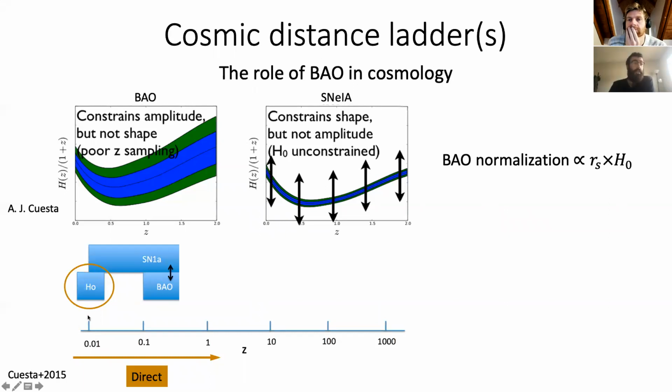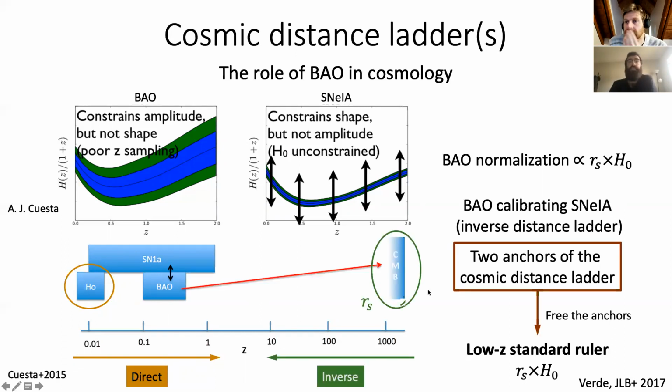Therefore, once you combine the two of them, you can build a consistent and normalized cosmic distance ladder. This is what you can do, for example, using the Hubble constant to calibrate supernovae and then combine them with the baryon acoustic oscillations. This is called the direct distance ladder. But you can also use high redshift quantities, as for example the CMB, to calibrate the BAO, combine them with the supernovae in order to normalize it, and finally obtain a measurement of the Hubble constant. And this is the inverse distance ladder.